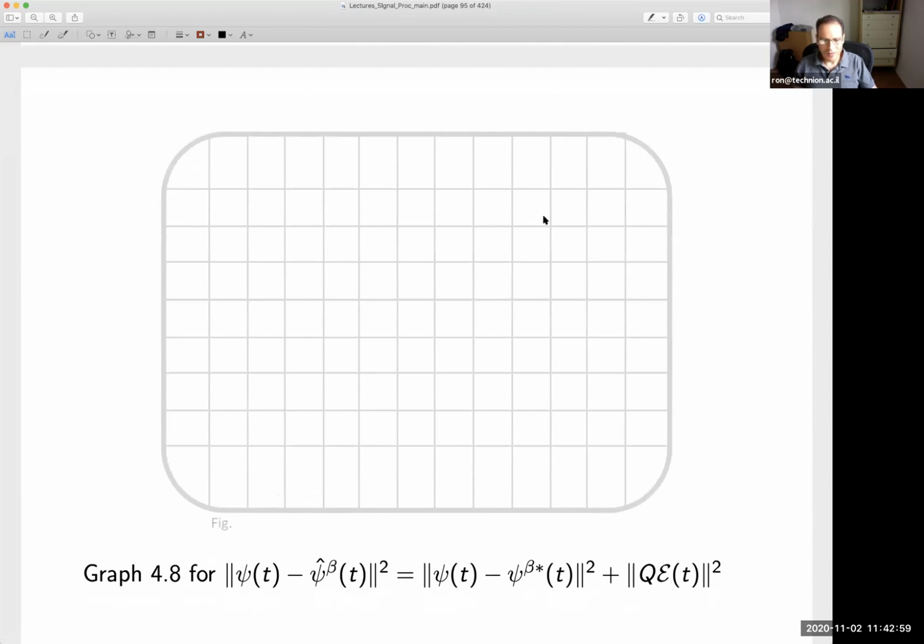And what should have been plotted here is exactly what I did before. Let me try to do it like that. So this would have been my signal. Here, replace colors. So this would have been my psi. Sorry. So this would have been my psi of t.